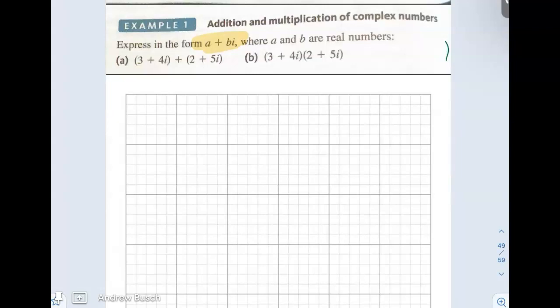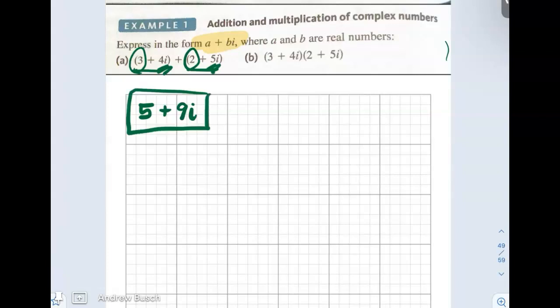So if we're going to add two complex numbers together, you add the real parts together. 3 plus 2 is 5. And you add the imaginary parts together. 4 plus 5 is 9. So that is how you would add two complex numbers together.